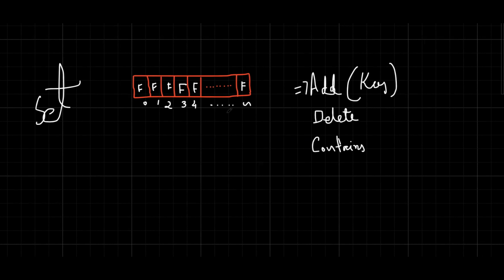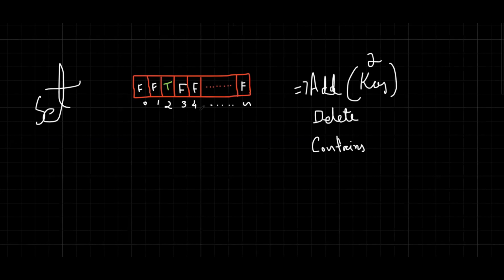So here, suppose the value of key is 2. So we have to add 2 to the hash set. Simply, we have to update the value of 2 from false to true. Here, if we add the element 2 in our hash set, we have to update the value of 2 to true.